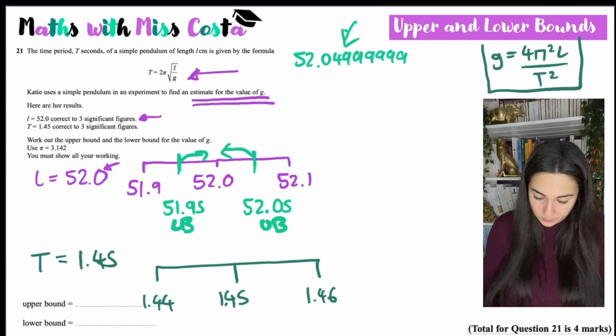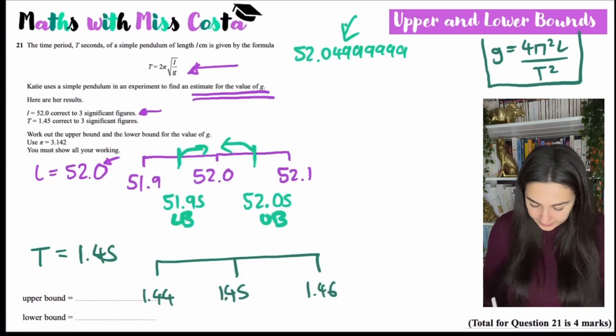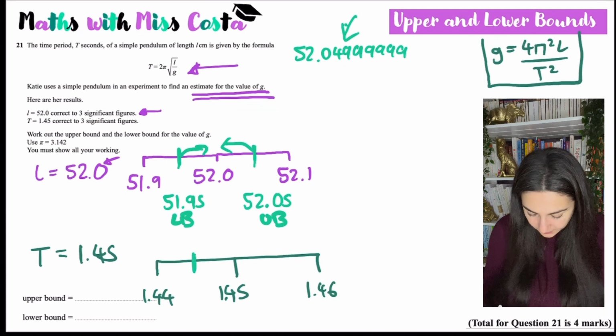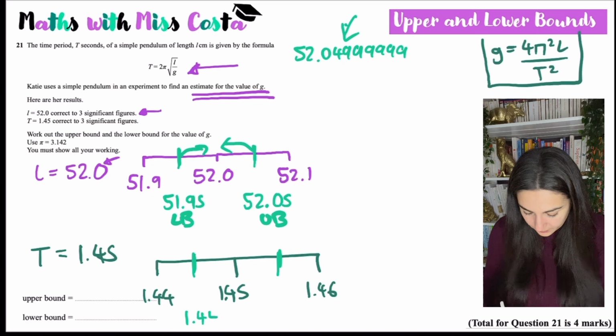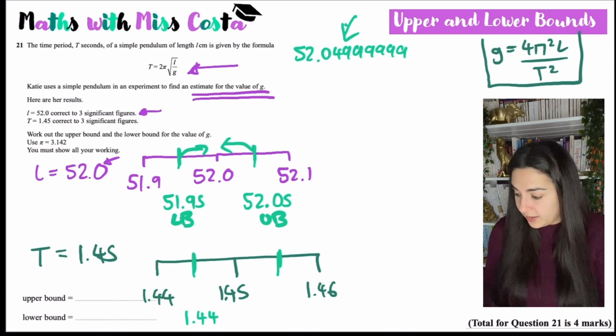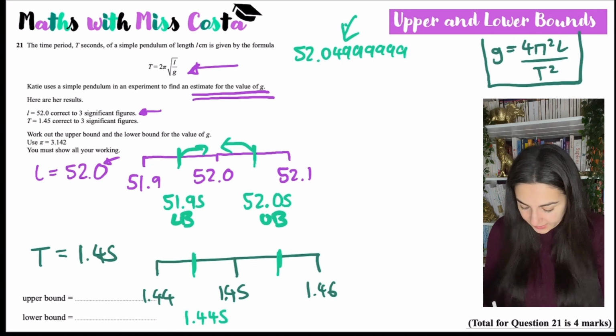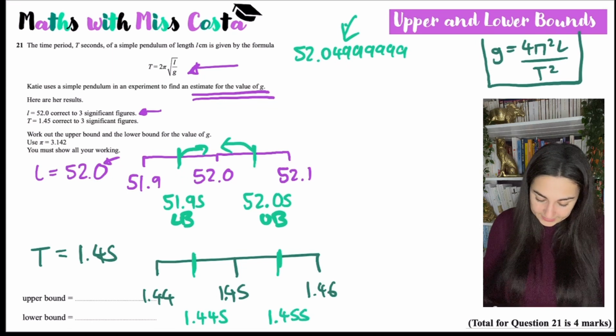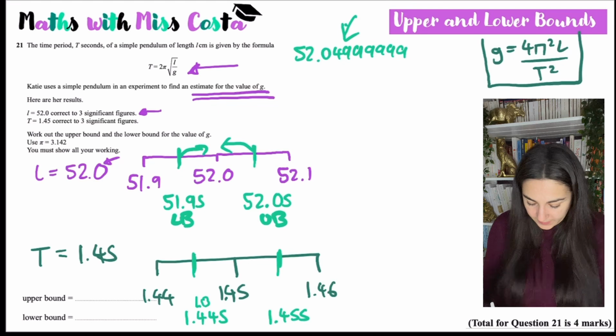So what's the middle of these? Over here, halfway point, that would be 1.445. That's raining quite heavily, and that would be 1.455. So that's the lower bound and that's the upper bound.